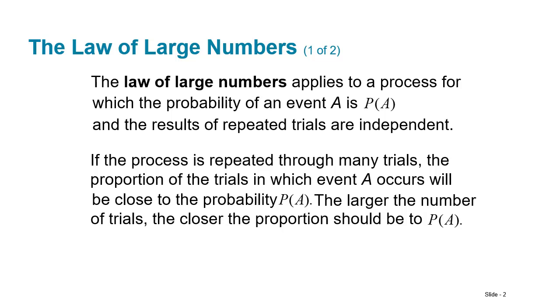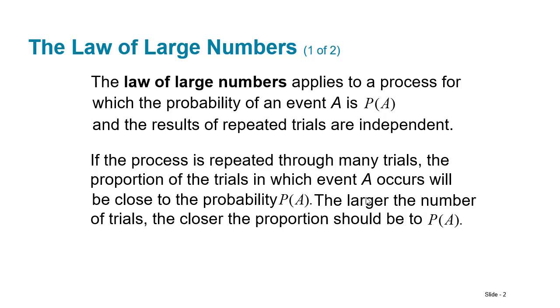And the results of repeated trials must be independent. So in the case of flipping a coin and rolling dice, those are always independent. But in the case of picking a card out of a deck, you would have to pick with replacement so that the next trial would be independent. Because otherwise, once you pick one, the next one's probability changes based on the card that you have, right?